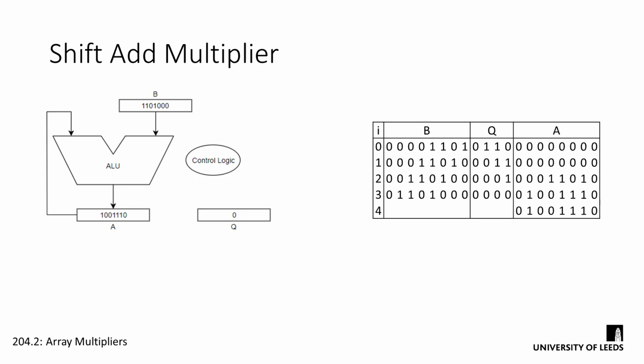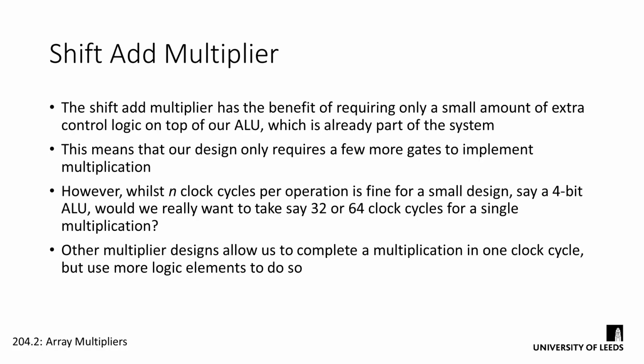This algorithm can generate a product within n clock cycles, where n is the width of the multiplicand. In hardware, this will be constrained by the width of the ALU itself. So the shift-add multiplier has the benefit of only requiring a small amount of extra control logic on top of our ALU, which could already be part of a system. This means that the design of a CPU would only require a few extra gates to implement multiplication.